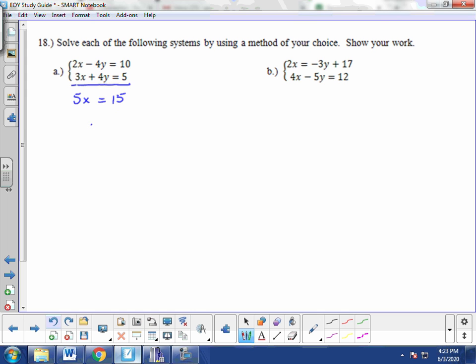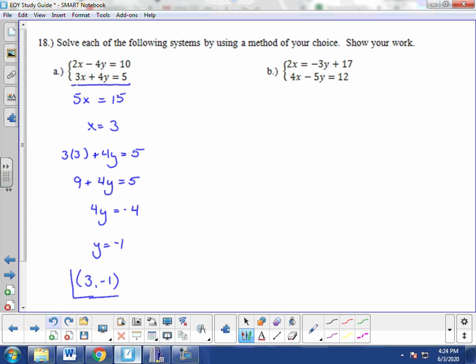I do need to find what y is going to be. If I substitute x into either part of these, I would get 3 times 3 plus 4y equals 5. So 9 plus 4y equals 5. Subtract 9, 4y equals negative 4. Divide by 4, y equals negative 1. So my solution here is a point, 3, negative 1. So if I were to graph these two lines, they would intersect at 3, negative 1.